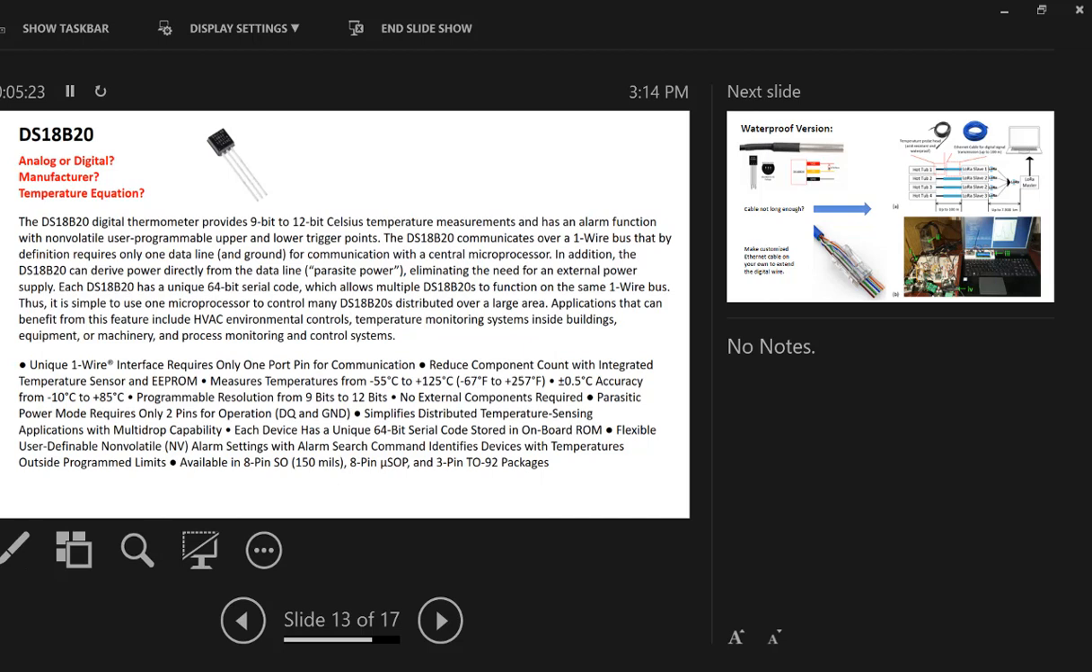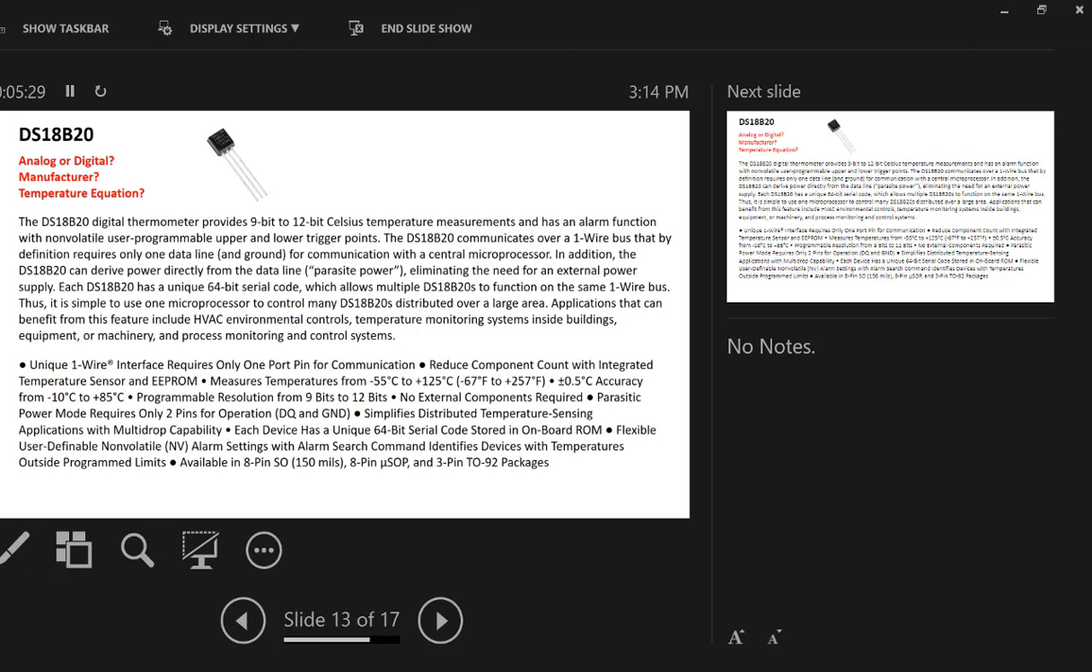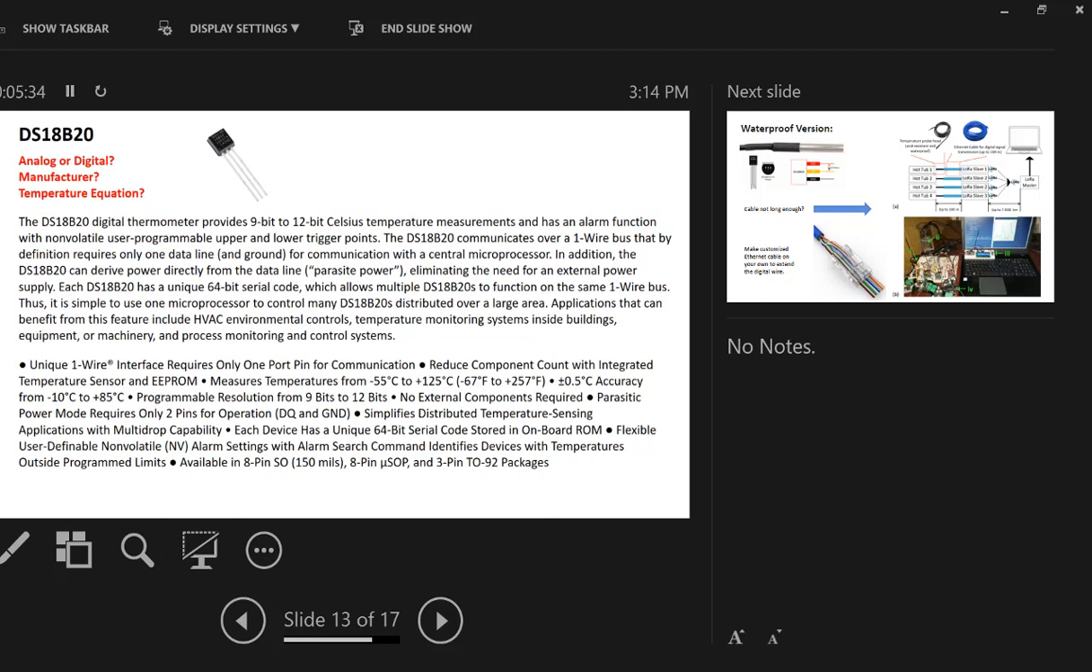What's the name of this? AD, right? So this DS means Dallas Semiconductor. It's another company in Texas. They have made a lot of good products as well. Whenever you see DS, you know it's Dallas Semiconductor.